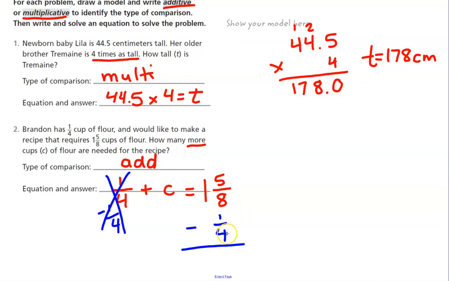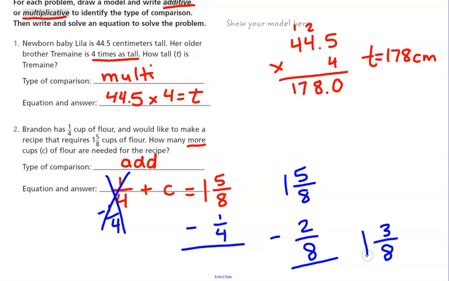I see 8 and 4, which tells me that this just needs to get changed to 8ths. So I am going to now rewrite this. This is going to be 1 5/8. And instead of it being 1/4, I'm going to subtract 2/8. So now all I have to do is 5 minus 2 is 3. I ran out of room over there, so I'm going to rewrite it over here. That's going to be 3/8, and then 1 minus nothing is 1. So the actual answer to that problem is that he needs 1 3/8 cups in order to finish out his recipe.